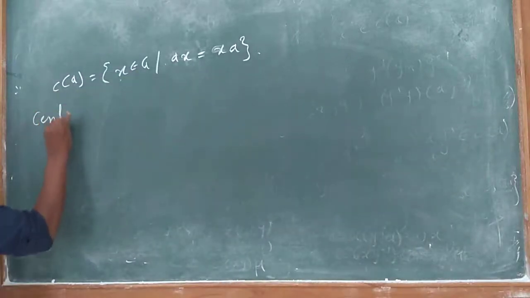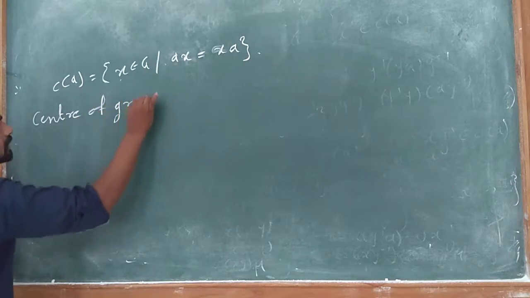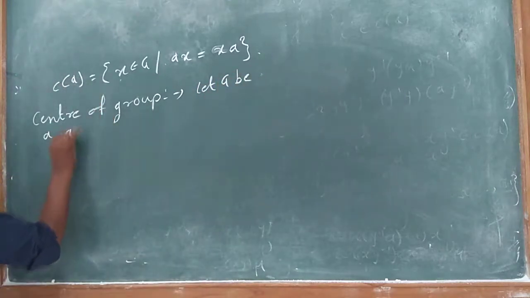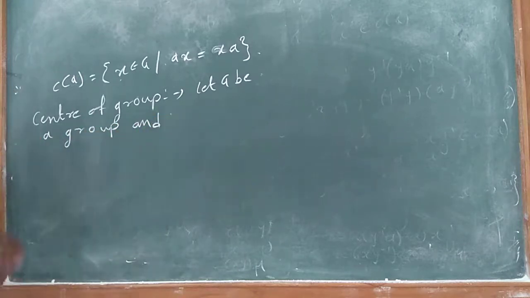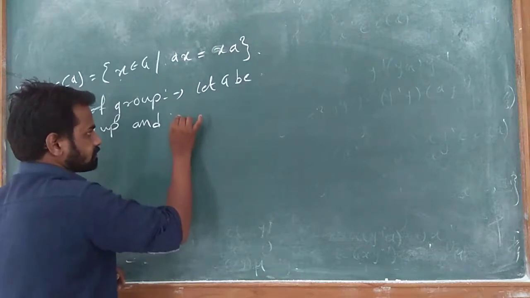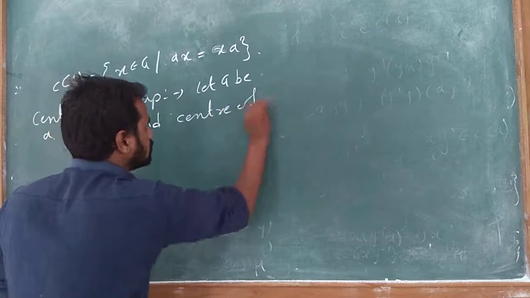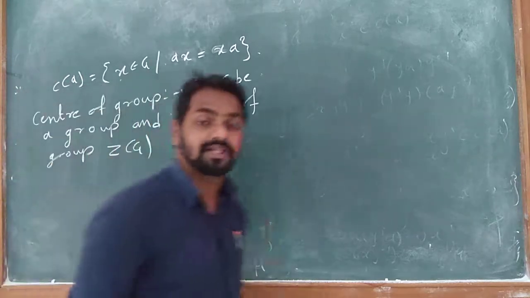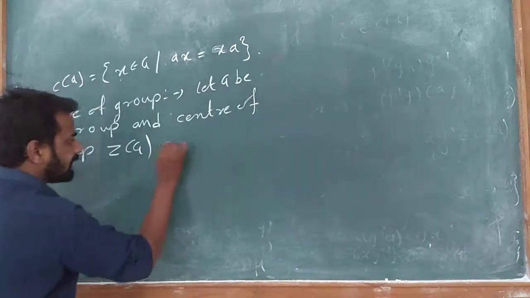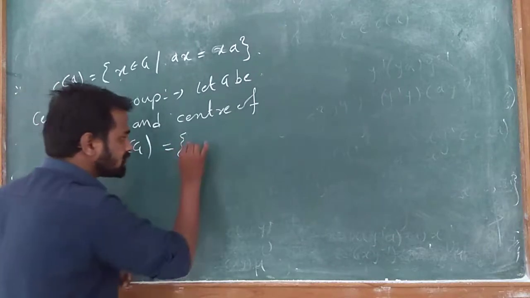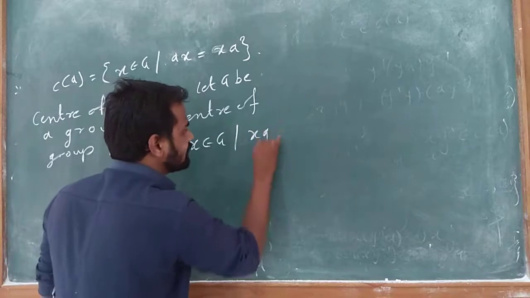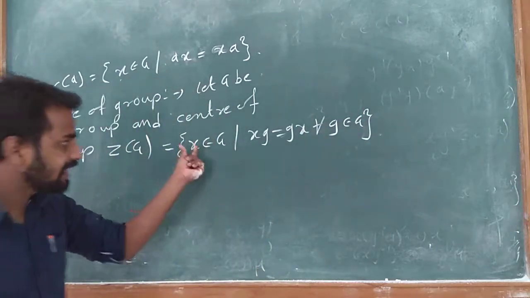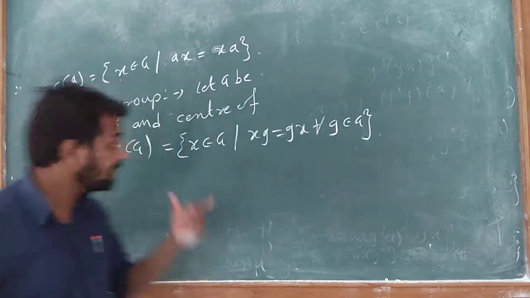Center of group. Let G be a group. The center of a group is denoted by Z of G, and defined as Z of G is equal to the set containing those elements x in G such that xg is equal to gx for all g belonging to G. That is, those elements in a group G that commute with all elements in the group G are called the center of group G.